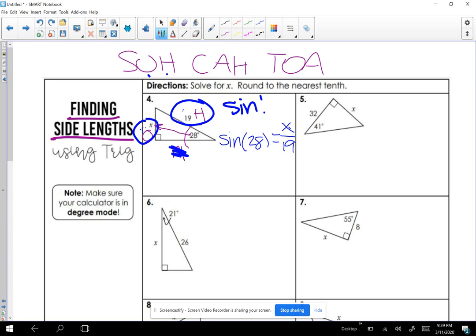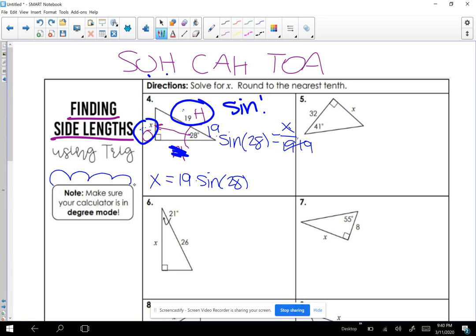It says solve for x. I didn't solve for x. So I want to multiply both sides by 19 because x is being divided by 19. So if I multiply, that will cancel both of those. And then I'm left with just x equals 19 times the sine of 28. Now here I'm almost done, but I want an actual number. I need a value for that side length. And right now I don't have a value for that side length. So my next step is I need a calculator.